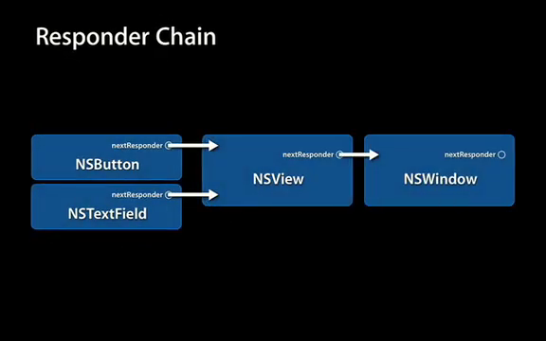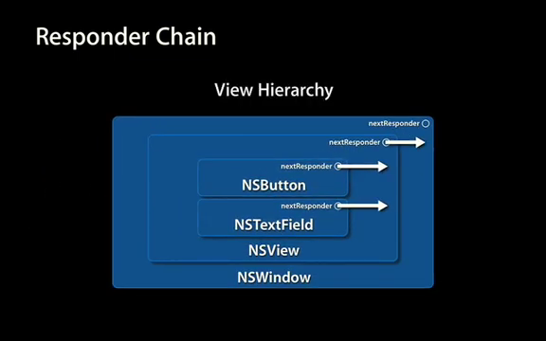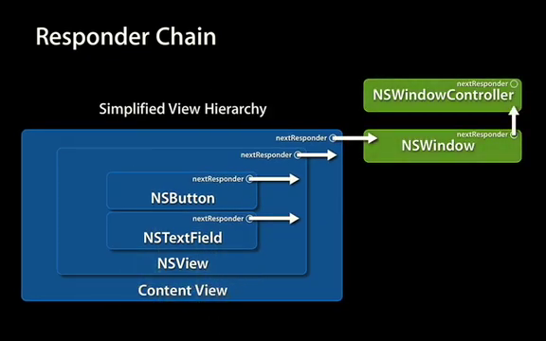So if we put some subclasses on our responder chain, it might look something like this. You've got a button and a text field sitting on top of a view inside of a window. And that looks a lot like the view hierarchy. Well, that's not quite right, as it turns out, because a window isn't a view. A window contains a content view, and in our example, the content view is going to contain our view with our button and our text field.